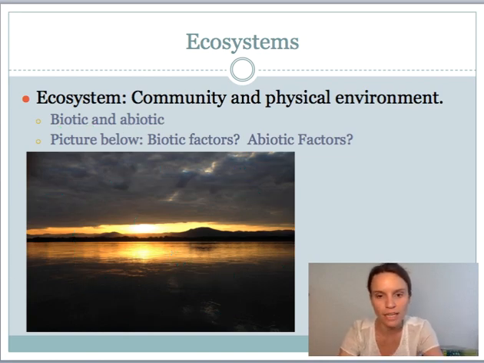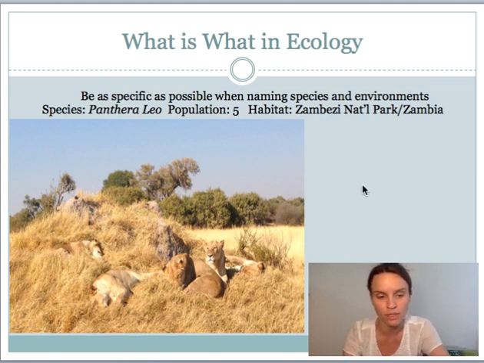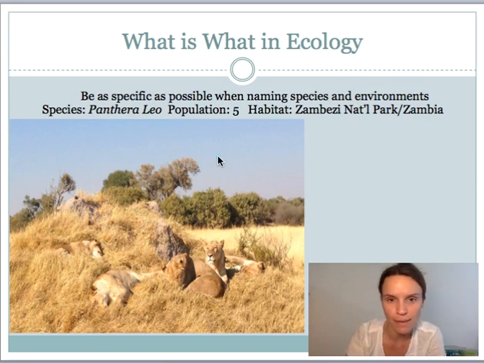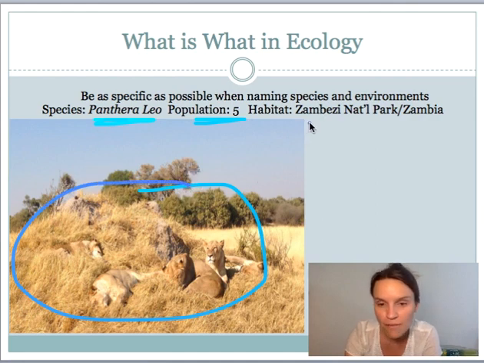When we look at populations in an area, in this course, it's important to describe them as specifically as possible. We've already talked a few times about the importance of using specific examples. In this picture, for example, anytime that you know it, you should give the Latin name of a species. The population size is 5 because there are 5 lions in this picture. And their specific habitat is the Zambezi National Park in Zambia.